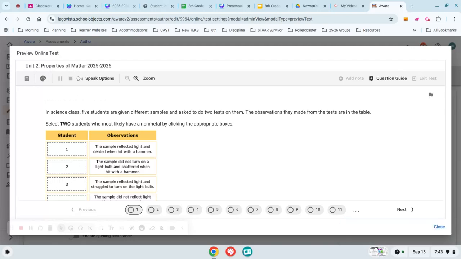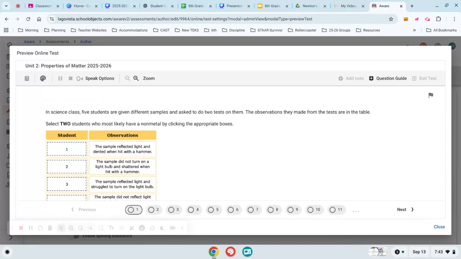This is the Unit 2 Properties of Matter retest. We're going to go over the test. Listen to this video, and when you finish it, you will get a chance to retake the test. It's not going to be the same, but hopefully this will help you.